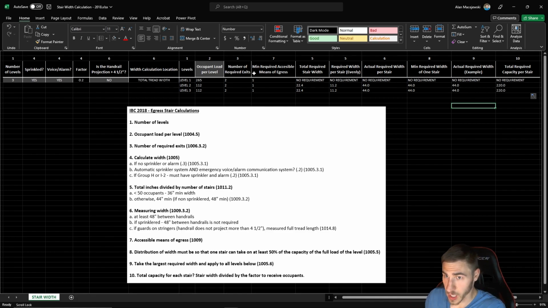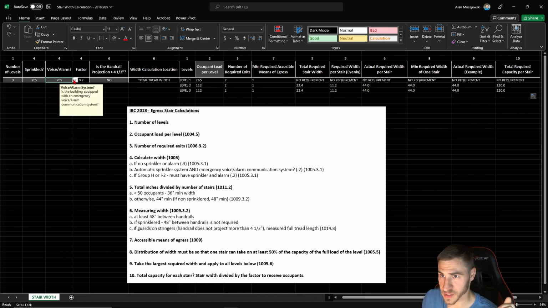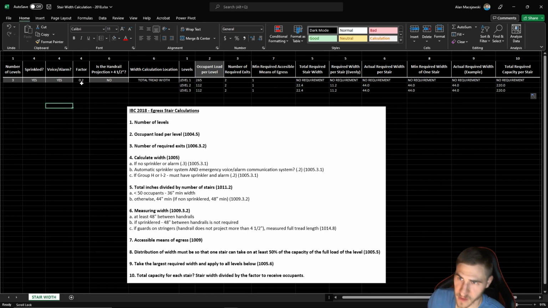But with all of that done, I want to now go back to the left. So basically, what are we doing? Well, we need to determine if our building is sprinkled, and if it is, do we have a sprinkler system? Our only choices here are yes or no. That's really important. It's a yes or no question. Same with the voice alarm system. And I want you to watch the factor because this goes directly into number 4, calculating the width. Here we can see what we have to take into account to determine the factor. In this case, our factor is going to be 0.2 or 0.3, and that's going to be based on the sprinkler or voice alarm system.